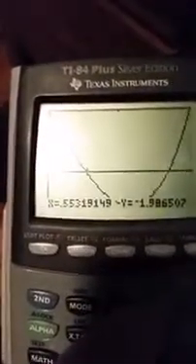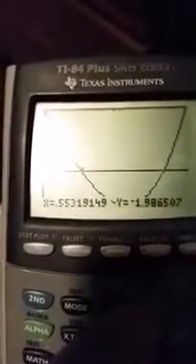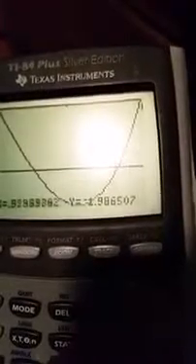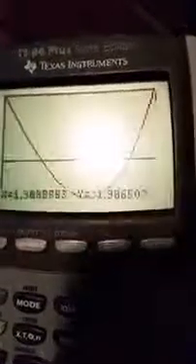So let's see if we can focus. So our x is going to equal 0.55319, and so on. Alright, let's move down to our right endpoint.